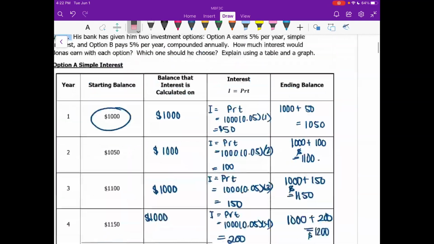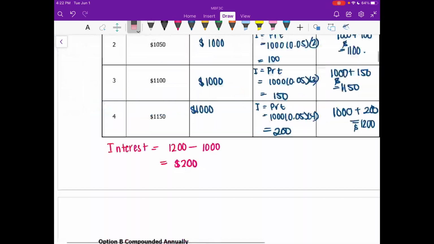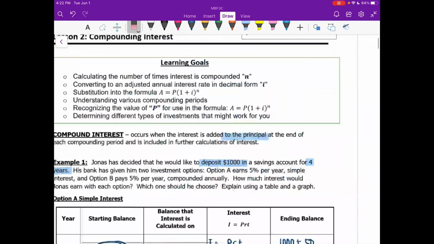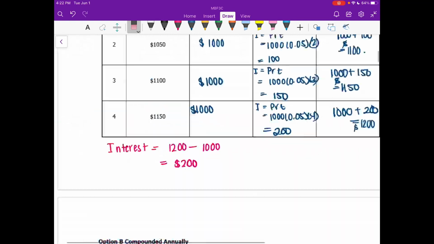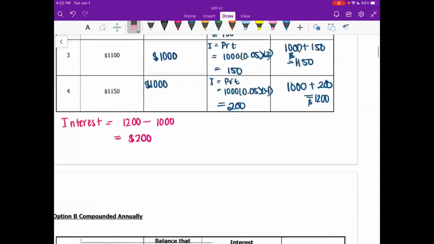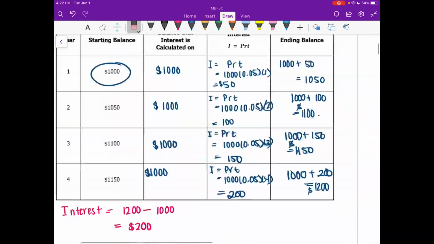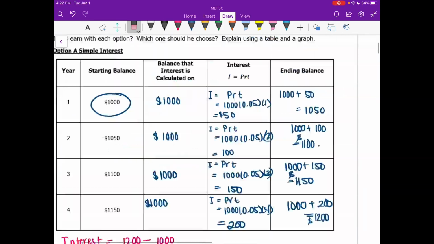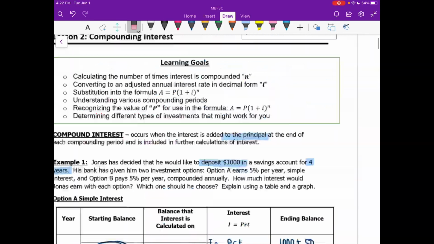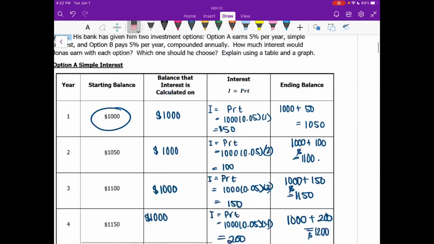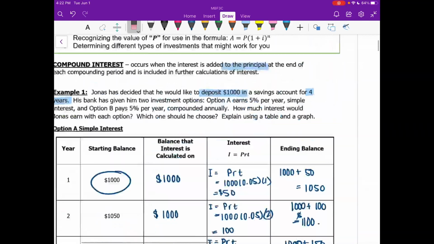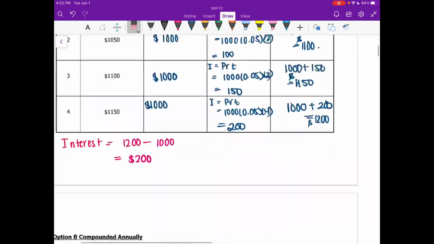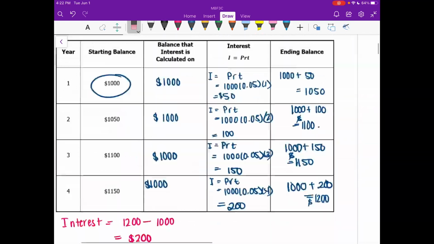Okay, and then an interest rate of 16% compounded quarterly. My rate is equal to 0.16. My I, if I go back and look at it, I is equal to rate divided by 4. So it's going to be 0.16 divided by 4, which is equal to 0.04. And that's going to be my I value.